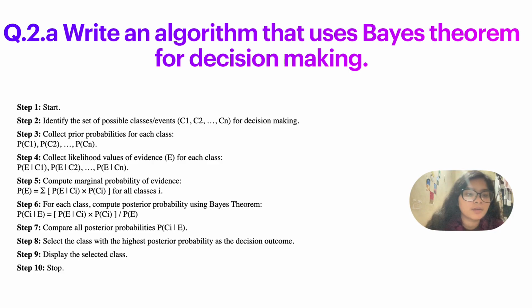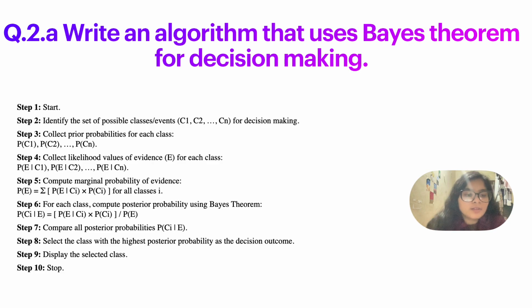So the algorithm is this way: we start and we identify the possible classes for decision making, then we collect the prior probability for each class. Suppose we have to categorize a person into short, tall, or medium category according to their height, we will have to first calculate the probability of it being in that class.